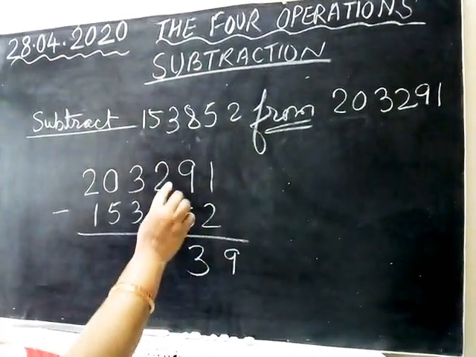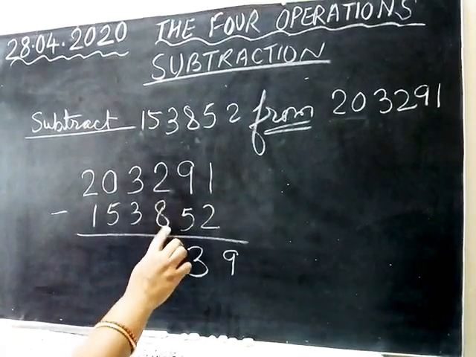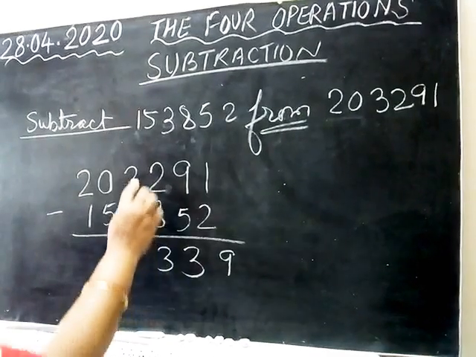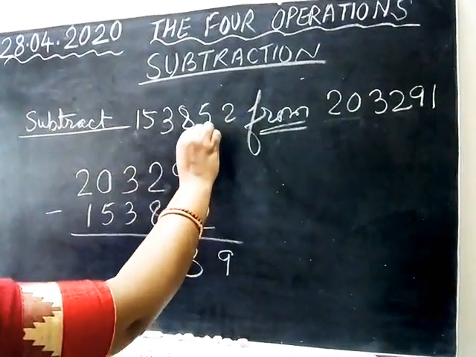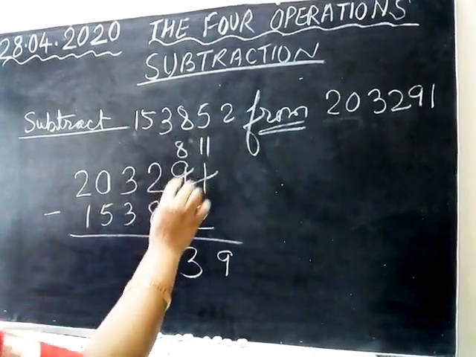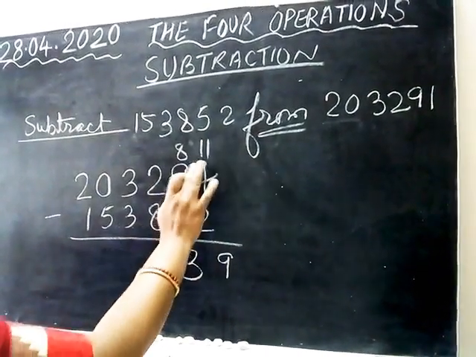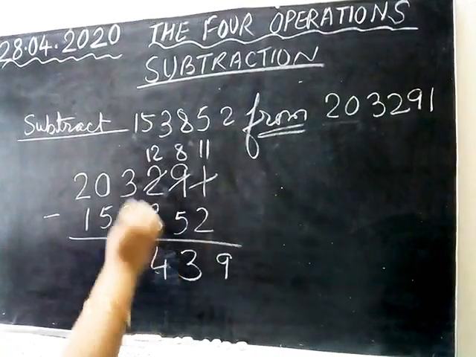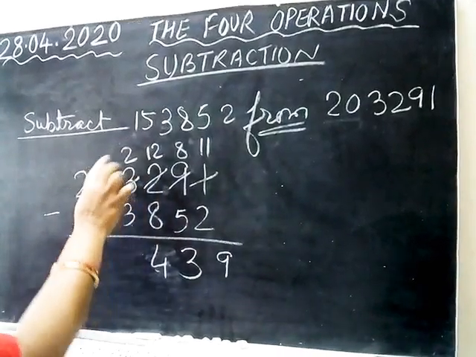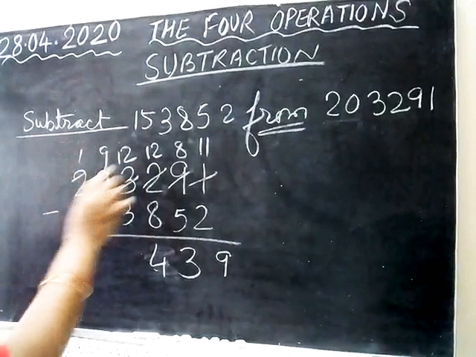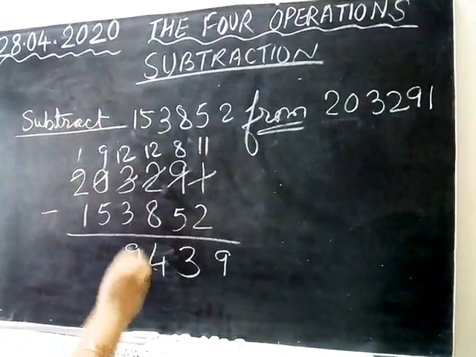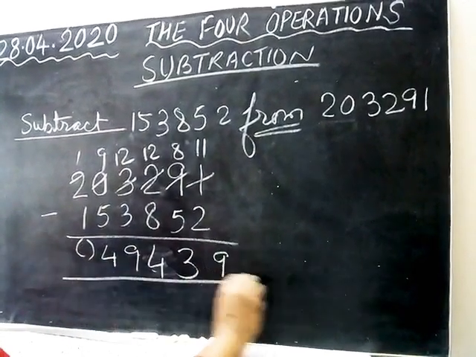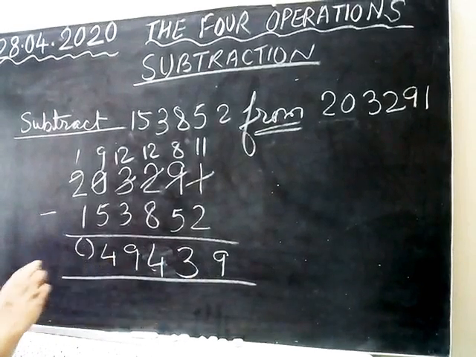and then 8 minus 5, 3. Again 11 minus 8, it will be 3. Now this is 12. 12 minus 8, 4. This became 2. Again, this cannot borrow from this. This became 9. This became 12 minus 3. How much? 9. And 9 minus 5 will be 4. And this will be 0. It is 49439. This is the answer.